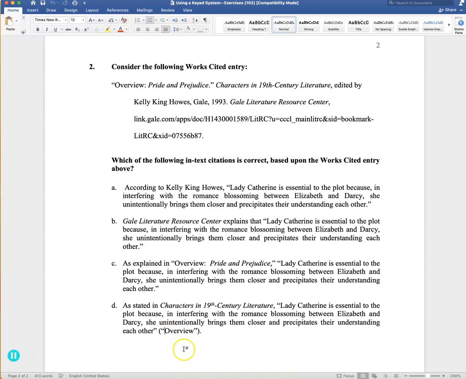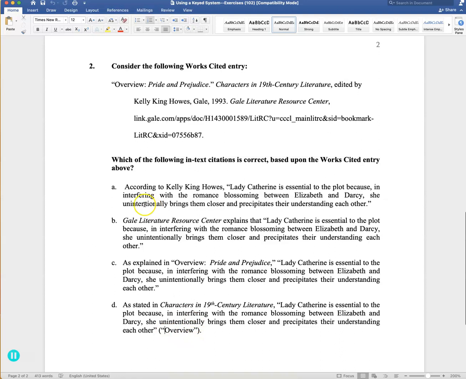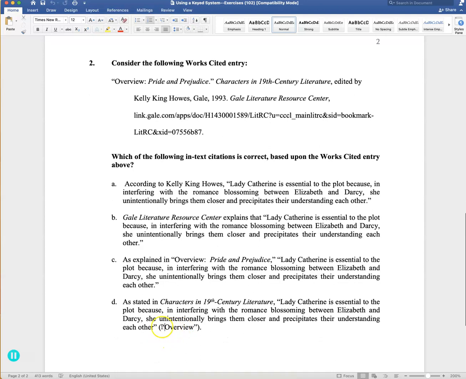When you do that, though, make sure that you have the quotation marks around it. You have to keep the quotation marks because the word had quotation marks. Some people put this in without quotation marks around the word, and that's really not correct. It should have the quotation marks. But the important thing here, more important than the punctuation, is that you're matching the keyword. So we have the keyword overview, and it's matched in C in the signal phrase, and it's matched in D in the parentheses afterwards. So either one of those would be acceptable.